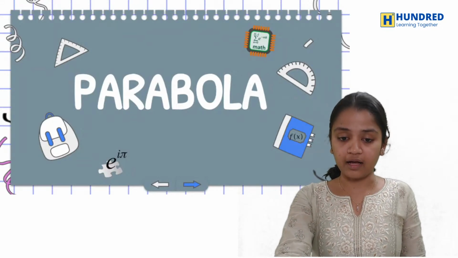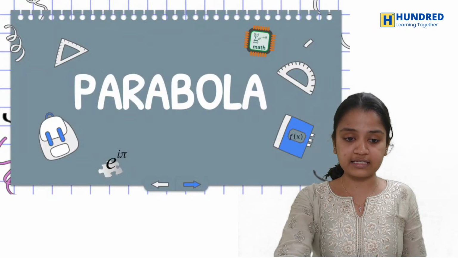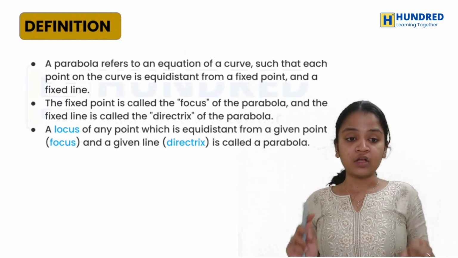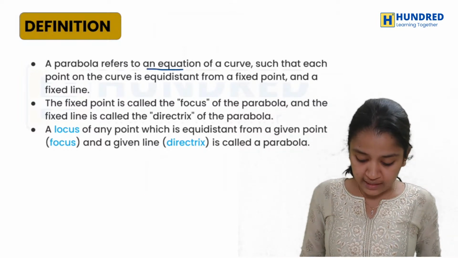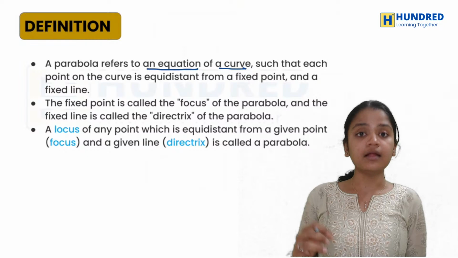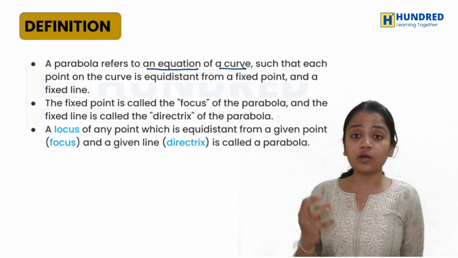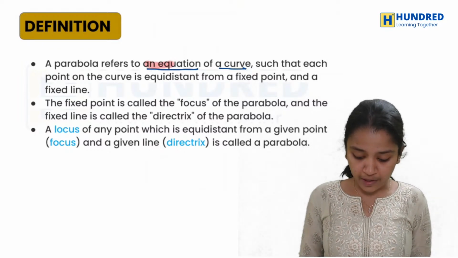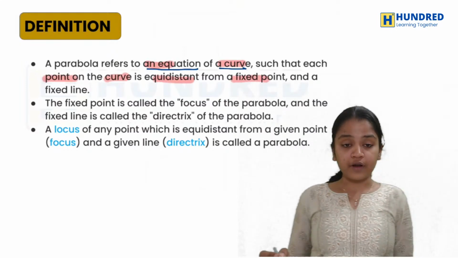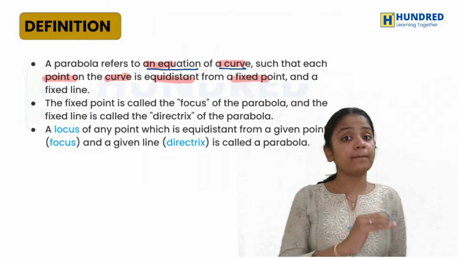Now let's start: what is a parabola? What is the definition of a parabola? A parabola refers to an equation of a curve. Generally, a parabola, ellipse, or hyperbola deals with the equation of a curve such that a point on the curve is equidistant from a fixed point.